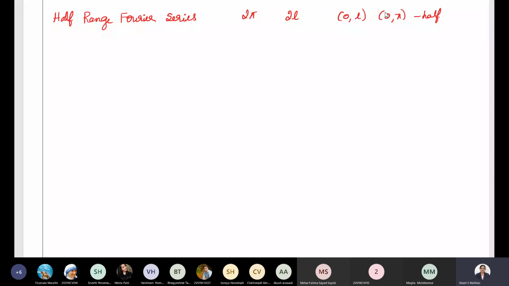And the Fourier series expansion we get from them is known as a half-range Fourier series. We have discussed the general form of half-range Fourier series. We have two types here. We specifically need the Fourier series in terms of either sine terms only or cosine terms only.